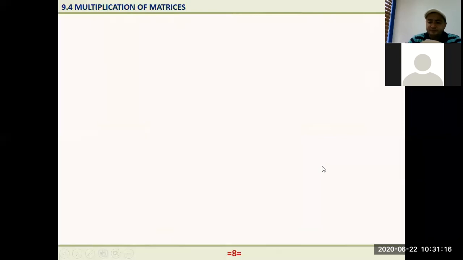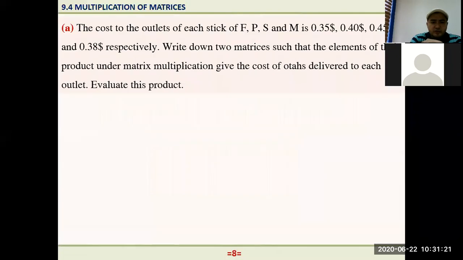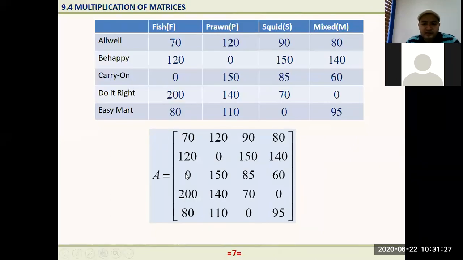So what is the first question? I cannot see the question. Here is the first question. Okay, because here, as a matrix, I can write it here as A, right? Let's say all the data, it looks like a matrix. Actually, it is a matrix. So let's label this with capital A. So capital A represents this data, okay? All Well and so on. Now from here, we can see this is the first row. It's all about All Well. This is fish, prawn, squid, and the mixed OTA, right? And this is Be Happy, Carry On, Do It Right, and Easy Mart.